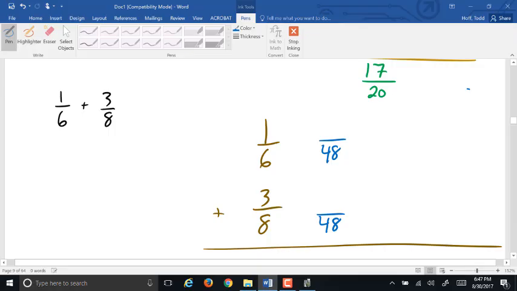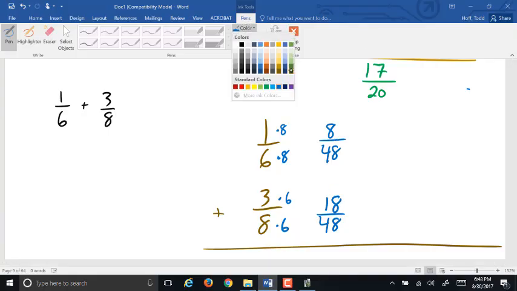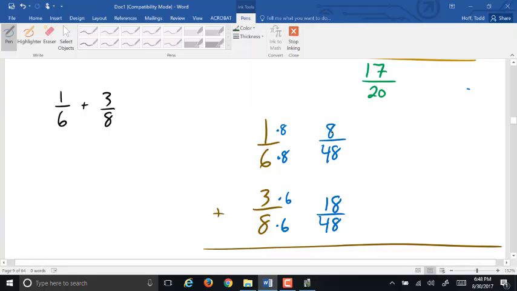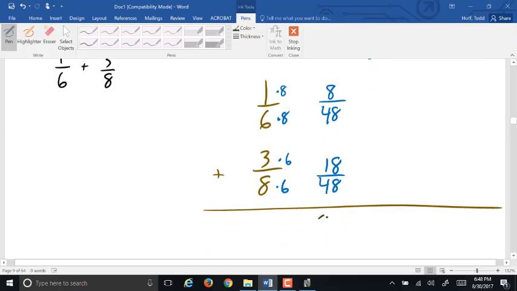That is not the least common denominator, but it is a common denominator. What's going to go here above the 48? 8. Good. 6 times 8 to make 48, so 1 times 8 is 8. What's going to go here? 18. There we go. 8 times 6 to make 48, so 3 times 6 is 18. When we add now, we have 8 plus 18 is 26, and we keep the same denominator of 48.